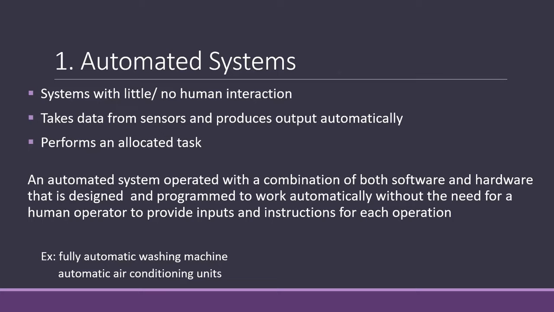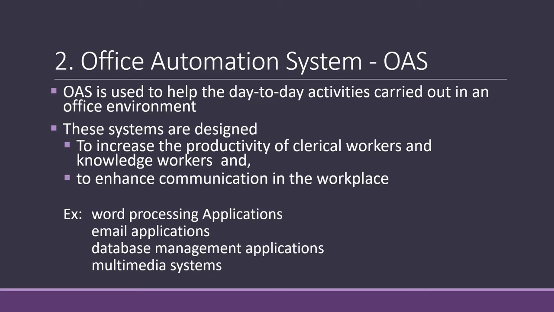These automated systems are mostly for specific tasks. They perform only an allocated task. This automated system is a combination of both hardware as well as software, and they do not need any kind of human interaction to act upon. Some examples for automated systems are a fully automatic washing machine, automatic air conditioner units, etc.